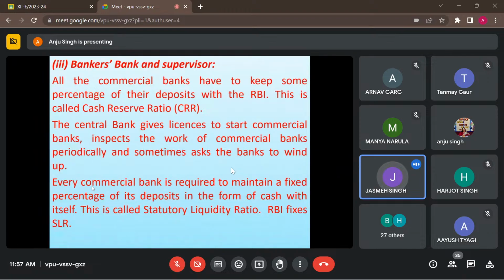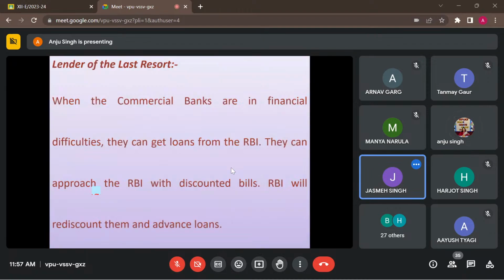RBI fixes SLR. And yesterday you had a question in the quiz, children. How much is the current SLR? Ma'am, 18%. Very good. How much is the current CRR? 4.5%. Great.